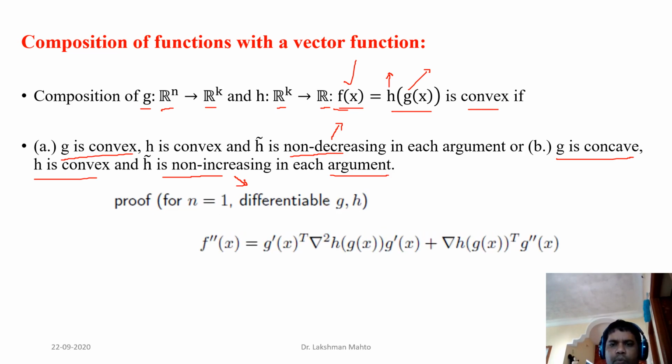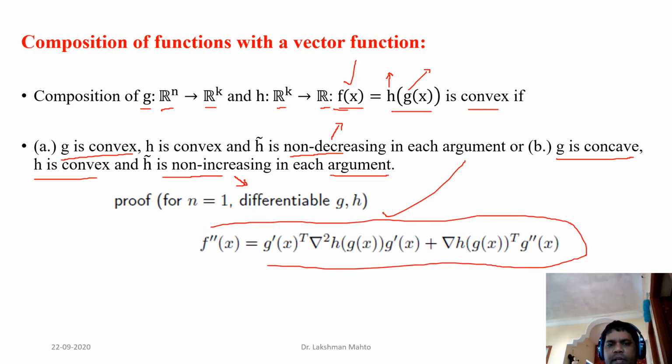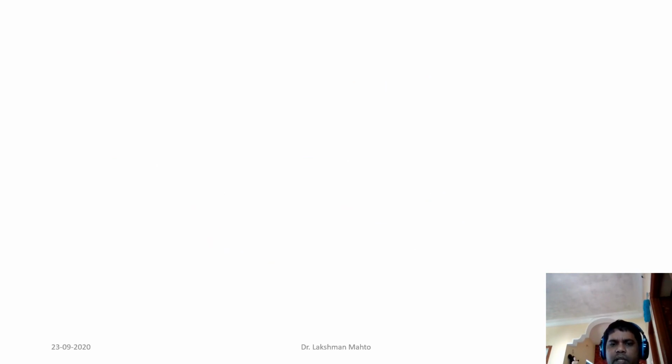The proof is simply implied from this derivative relation. I had already discussed it easily in the last class, so I won't go into much detail on the proof. I will discuss a few examples, because through examples, if we clarify composition, it would be much better.